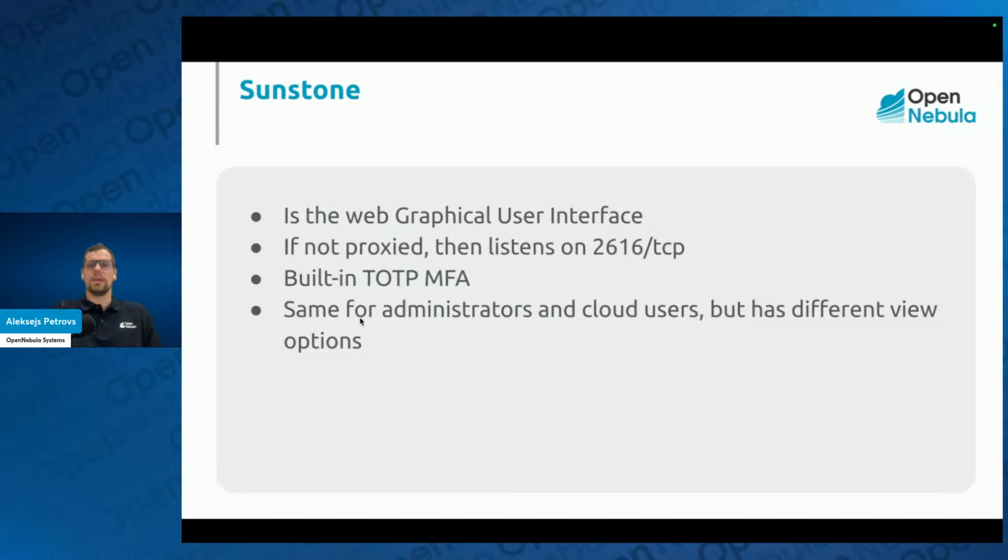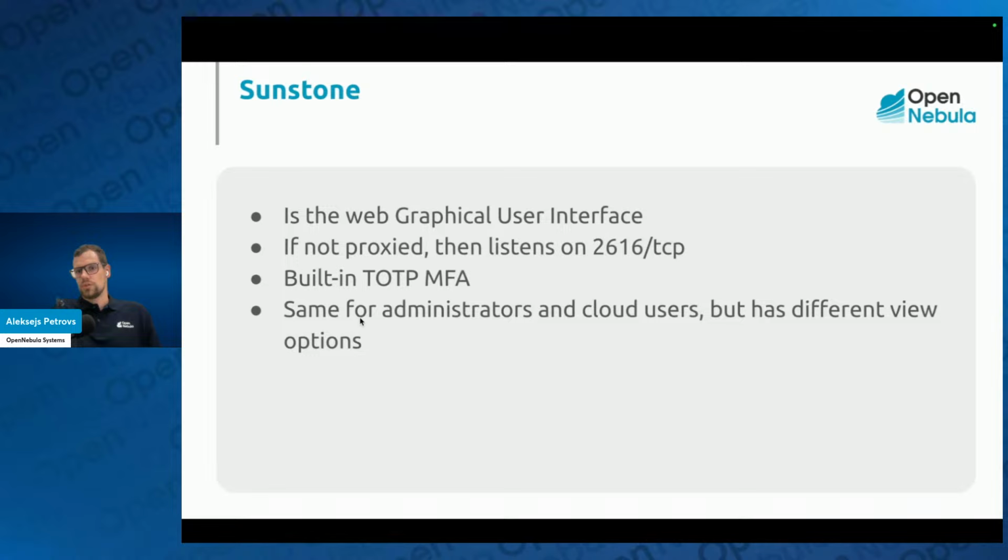First one is Sunstone. If you go into the documentation, you are going to come across the name Sunstone. So what is Sunstone actually? Well, that's the name of our web-based graphical user interface. This one typically listens on port 2616, although you can change it and make it listen on a standard port like 80. And if it's not proxied, then you should use 2616.